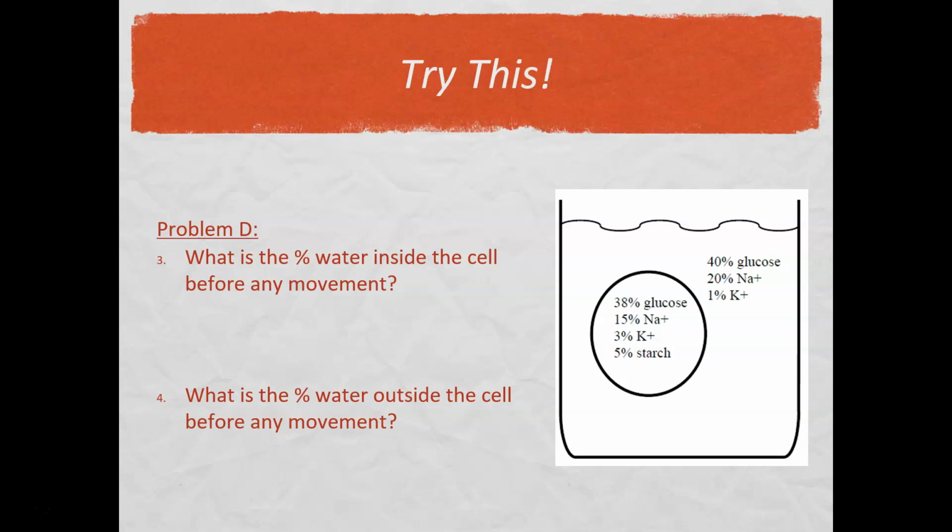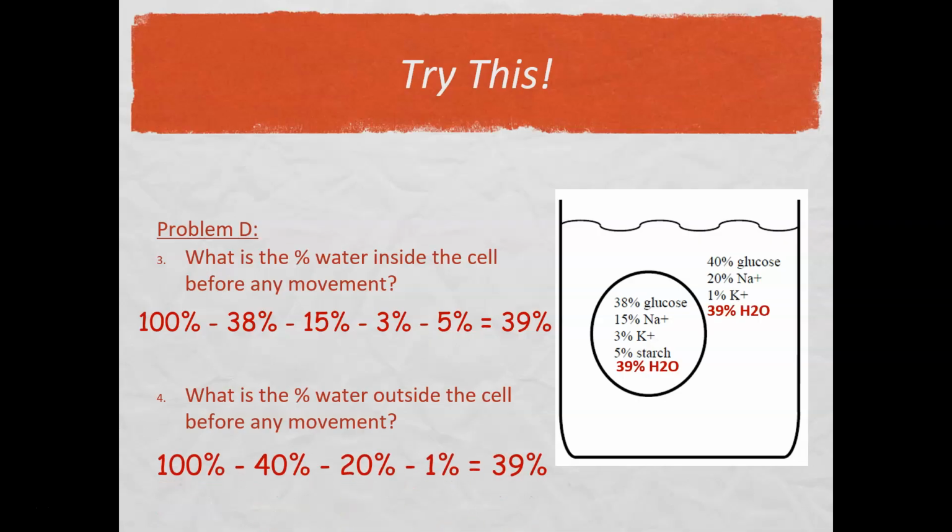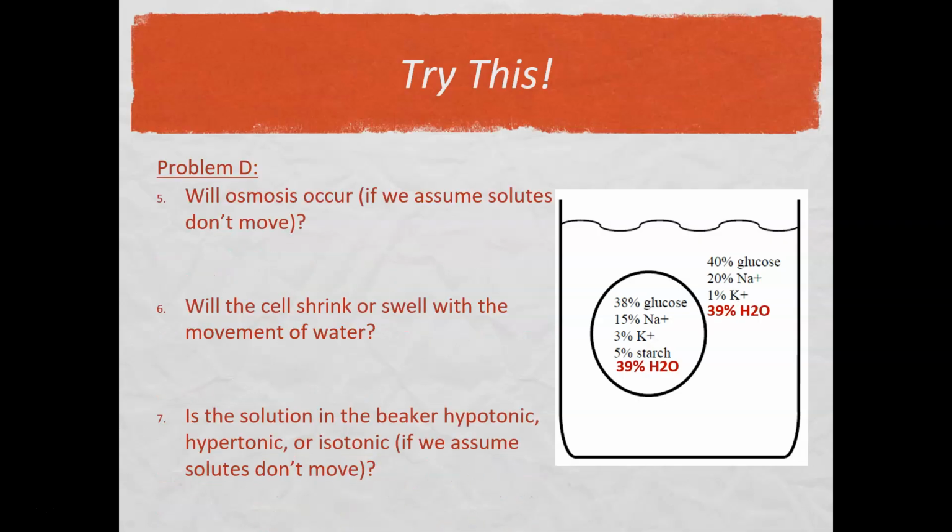All right, again, let's take a look at the water percentages. So if I add up everything that's in my cell, subtract it from 100, that leaves me with 39% left to be accounted for by the water. Outside my cells, I also have 39%. So will osmosis occur? Again, this question depends on how you answer it. You could tell me no, so long as you understand that those water percentages are identical, and so the net result will be no water movement.